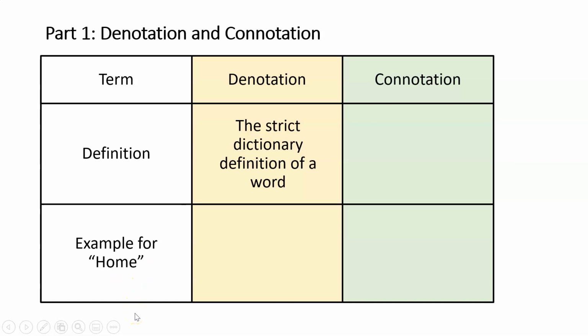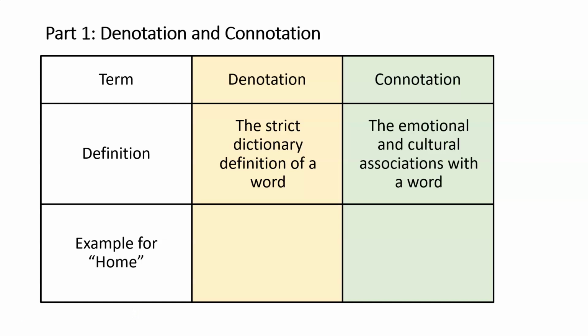So when I want to know what a word means and I go and look it up in the dictionary, that definition that I read is called the denotation. So for example, for the word home, actually, let's go to connotation first. The definition of connotation, on the other hand, is the emotional and cultural associations that we have with a word. You won't always find those in the dictionary, and a lot of those are dependent on the culture that you grew up in.